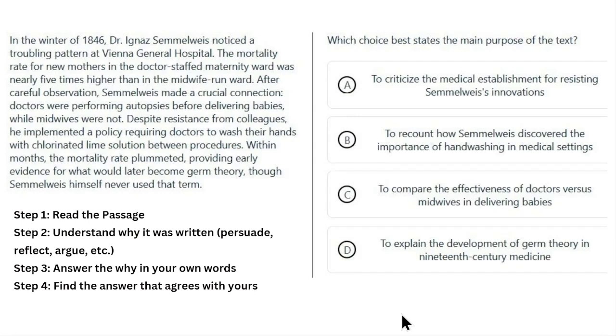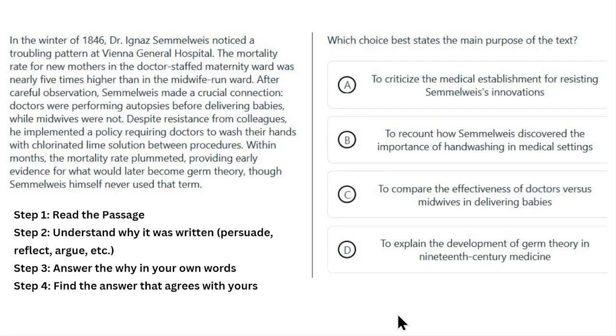I think this is a great answer, right? It's just him recounting how he discovered this importance. That is the passage. It's just explaining how he discovered this thing. It's not really making any overarching points or arguing something. It's just recounting. So B seems like a great answer. C, to compare the effectiveness of doctors versus midwives in delivering babies. No, it's about the bacteria and the importance of hand washing and what would later become germ theory.